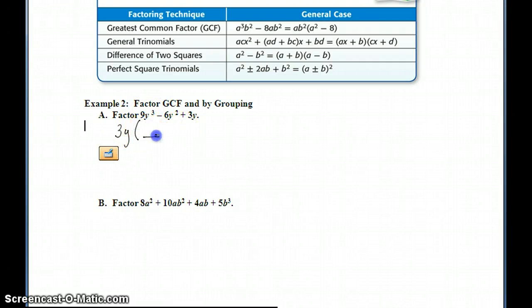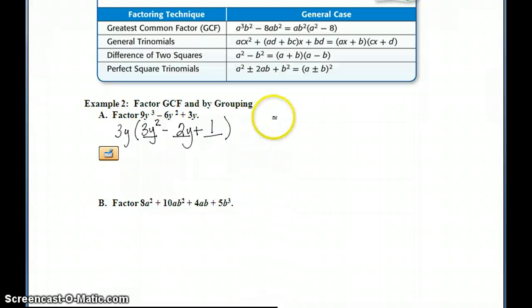And so what I'm going to do is factor a 3y out of the 3, and I'm going to put inside what the result is. So 9y cubed, when I factor out a 3 and a y, I get a 3y squared. My 6y squared, when I factor out a 3y, I get 2y. And then when I factor 3y out of 3y, I'll actually get a 1. And so that's factoring out the greatest common factor. But now I'm going to group these.